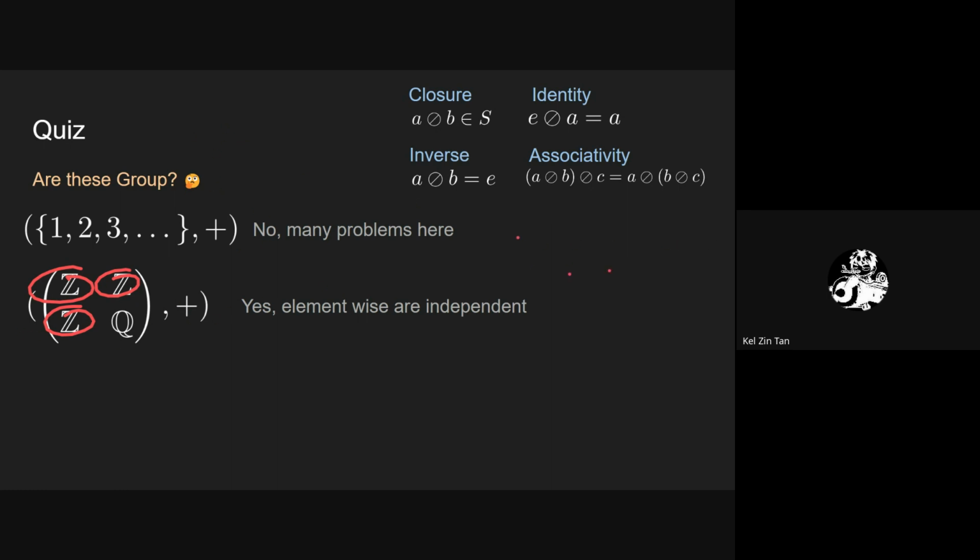So if you take like 1, 1, 1, and 0.5, and add it with something else like 0, 1, 2, and then 0.3, you will still get something from this set. The first 3 elements are still integers, and the last element could be a rational number, but because it is independent element-wise, it doesn't affect anything.